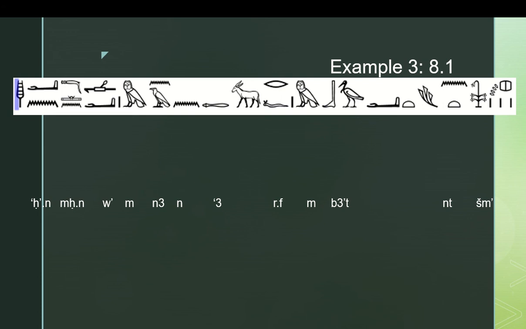So that is our narrative sentence starter, an alternative to you that you're using when you're telling a story. Pretty simple. We have already covered that, but that's going to show up quite a bit from here on out, so good to recognize. Mech en wa em na en a rf em bot net shema.